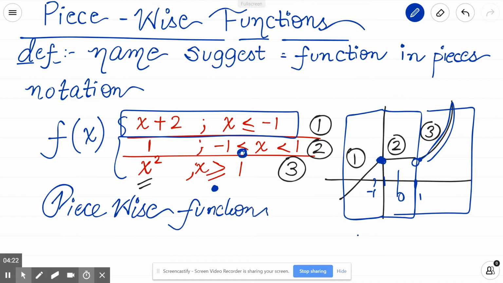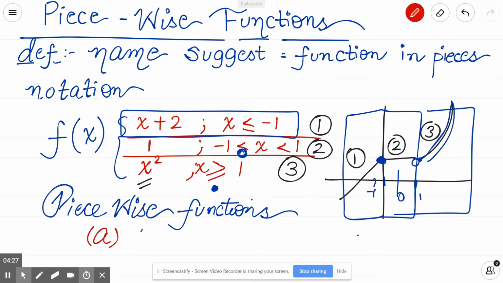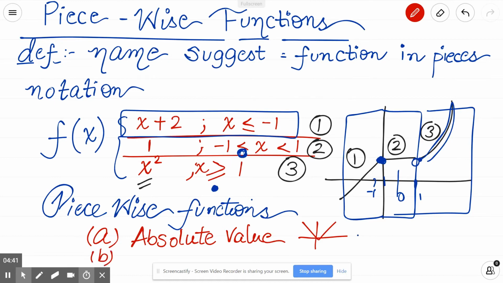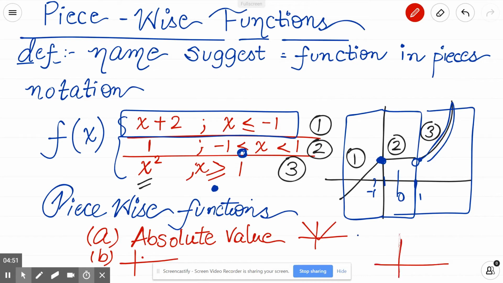And in algebra level, the two main piecewise functions that you will study are going to be your absolute value functions, which is pretty much, the graph is like this. And the second type of piecewise functions that you will study are going to be the step function. Now, step function is basically you have a graph like this. And you have little steps going here.